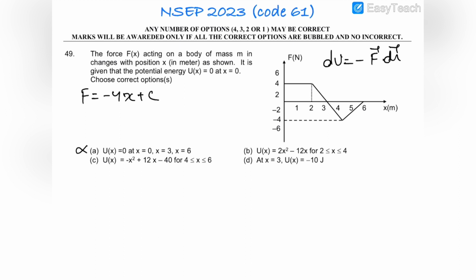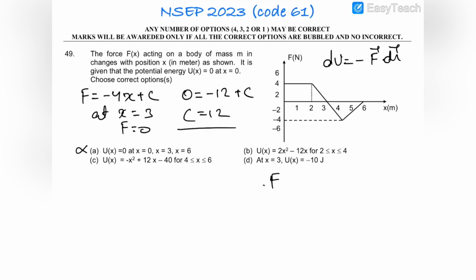F equals minus 4x plus c, and at x equal to 3, you can see force is equal to 0. So you can see that the value of c will be equal to 12. So the function of force F will be equal to minus 4x plus 12.